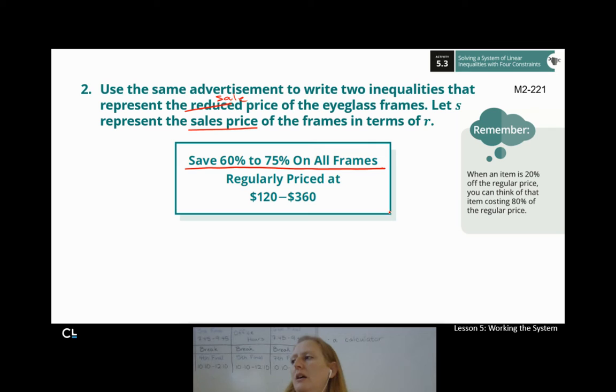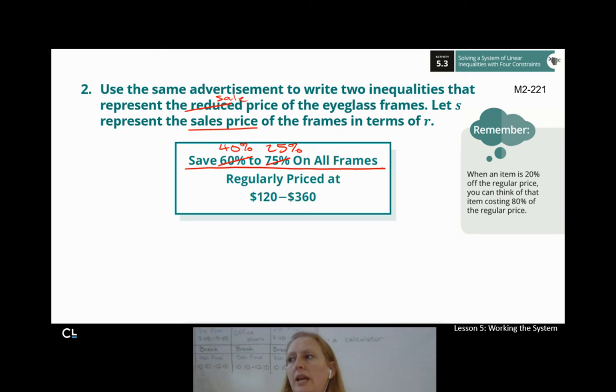So this says something interesting over here. When an item is 20% off the regular price, you can think of that item costing 80% of the regular price. So I'm going to rewrite these a little bit. If I'm saving 60%, that means I would actually be paying 40%, right? All percents are out of 100. If I'm saving 75%, that means I'm actually paying 25%.